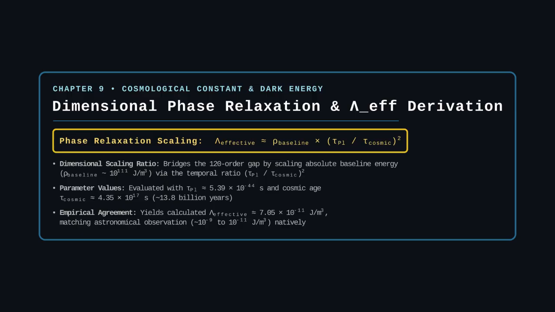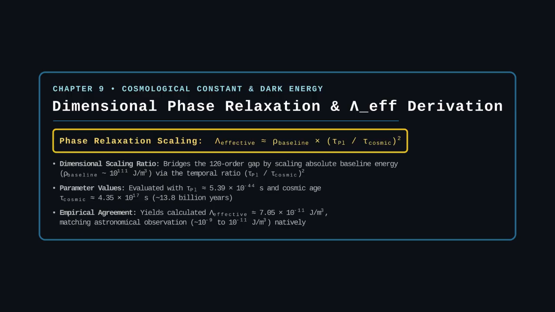First, absolute baseline density, rho baseline, equals 4.6 times 10 to the power of 111 joules per cubic meter. Second, the Planck time constant, tau p, equals 1 divided by 2 pi f0, which equals approximately 5.39 times 10 to the power of minus 44 seconds. Third, the age of the expanding cosmic graph, tau cosmic, equals approximately 13.8 billion years, or 4.35 times 10 to the power of 17 seconds.